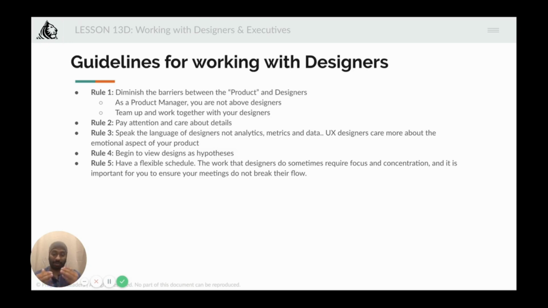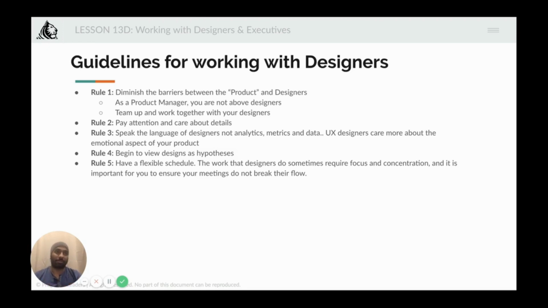Number one, reduce the barrier between product and designers. Include them, just like engineers, in the problem solving as early as possible. The sooner you do it, the better it will be. Depending on your team's structure and depending on how the team has been conditioned, you might have to work a little extra to change when designers get involved.